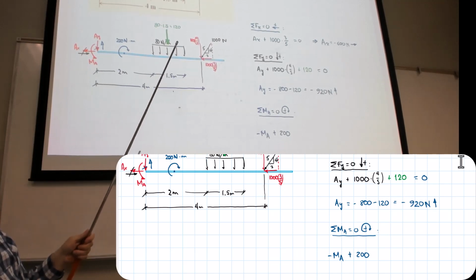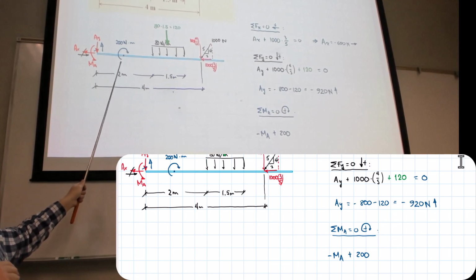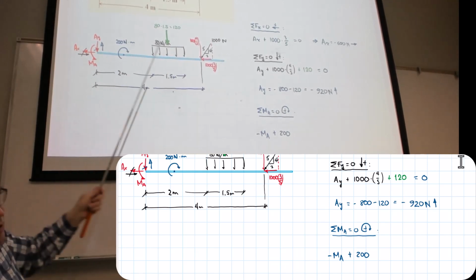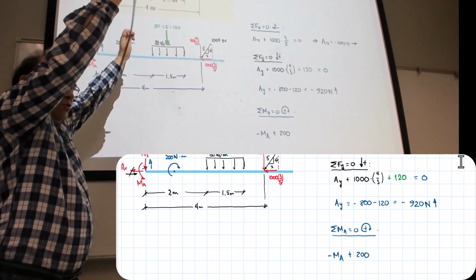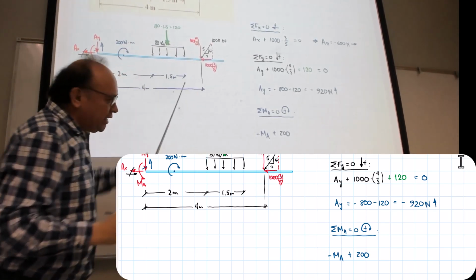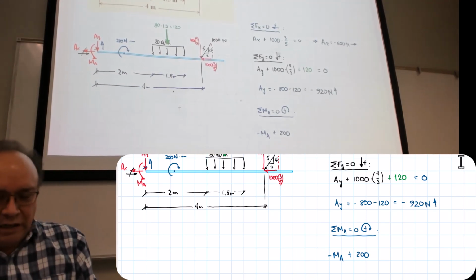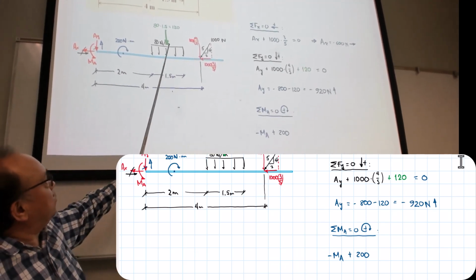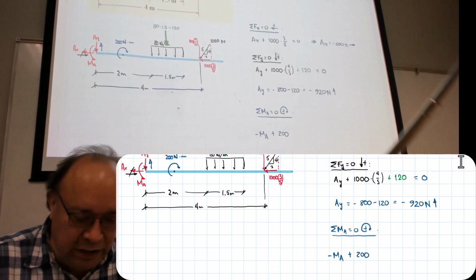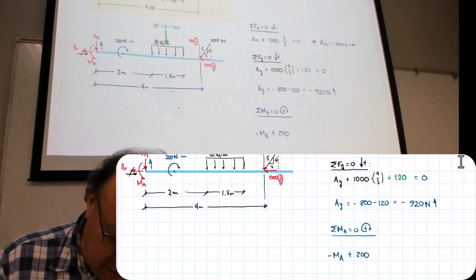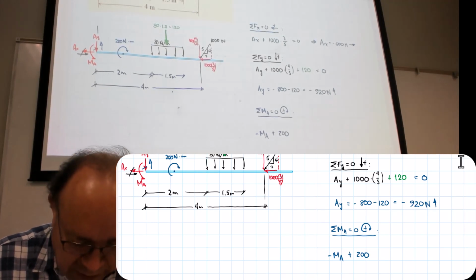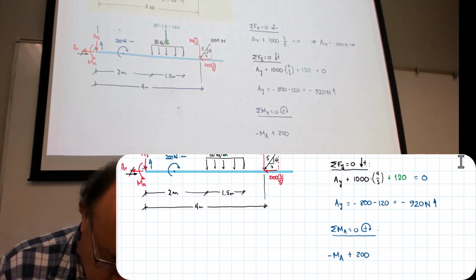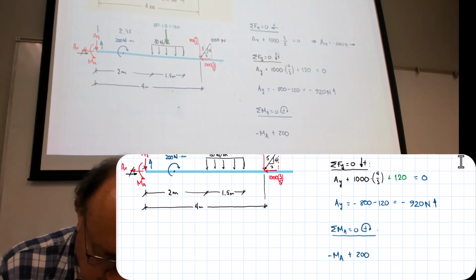Well, it's already solved, right? Yeah, like they already gave it to you. It's a moment applied to the beam. That would be like maybe another beam that comes here with a torsion here. So that's a moment applied at that point. Next, the force of 120, and it's in the middle, right? So this distance is what? 2 plus 0.75, so it will be 2.75, right?